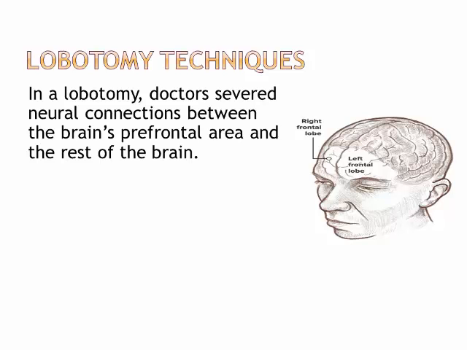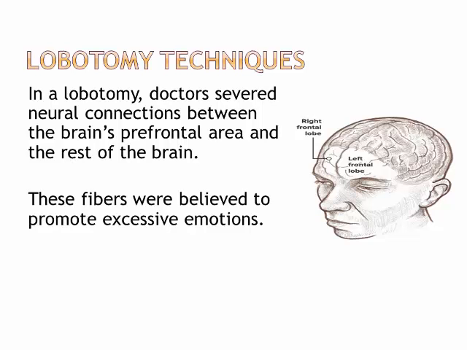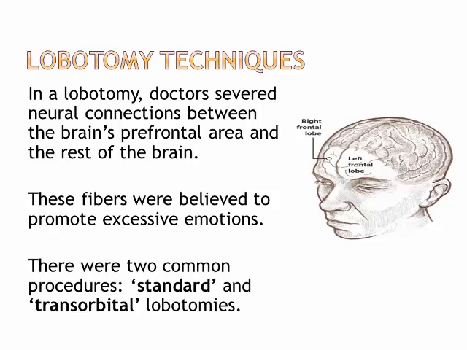In a lobotomy, doctors severed neural connections between the brain's prefrontal areas and the rest of the brain. These fibers were believed by doctors at the time to promote excessive emotions. There were 2 common procedures for lobotomy, the standard and the transorbital lobotomy.